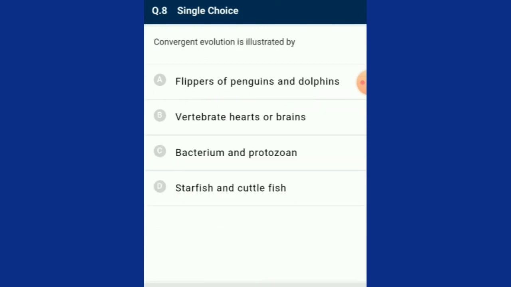Question number 8. The independent formation of functionally similar structures by unrelated organisms is called convergent evolution. Analogous structures are a result of convergent evolution, different structures evolving for the same function and hence having similarity. So the answer is option A. Flippers of penguins and dolphins are illustrated by convergent evolution.